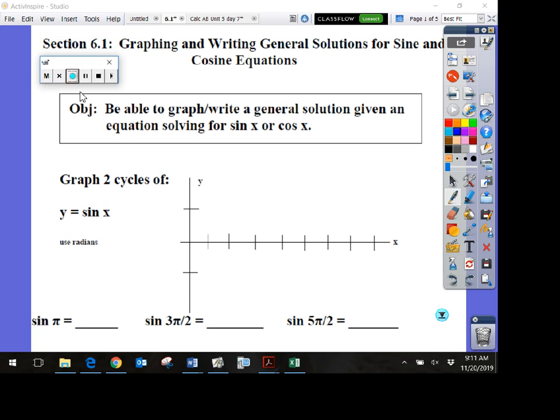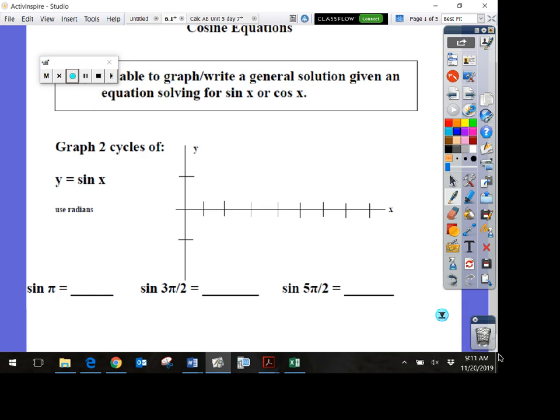First example just says graph 2 cycles of y equals sine x. That is just your parent function. Hopefully you did that. Now that you've done that little packet, it'll be easy to remember what to do. It also tells us to use radians. There is no horizontal shift, so it has to tell you. Sine starts in the middle, and it goes high, middle, low, high, as long as it's positive.